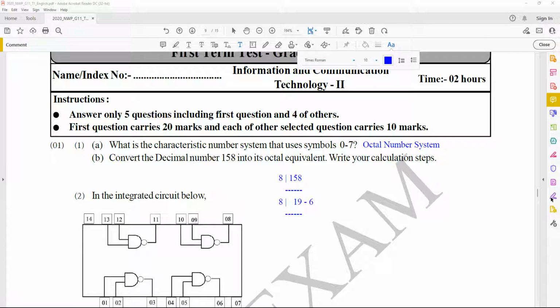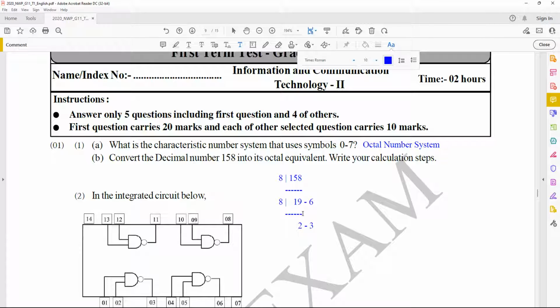The second part B, convert decimal number system 158 into octal equivalent. There are 2 ways you can do. First one, you can divide by 8. You can take the remainder. So when you divide 158 by 8, it's 19. The remainder is 6. So the second time when you divide 19 by 8, that will be 2 times, that is 16 and the remainder is 3.